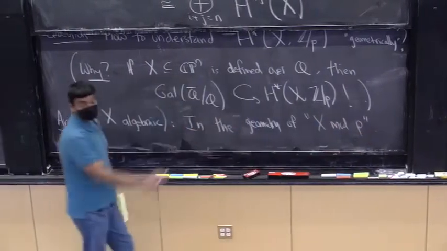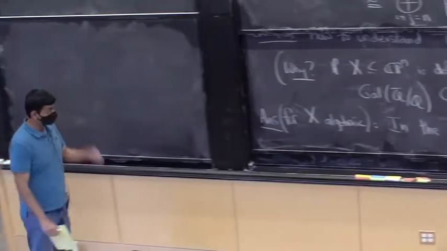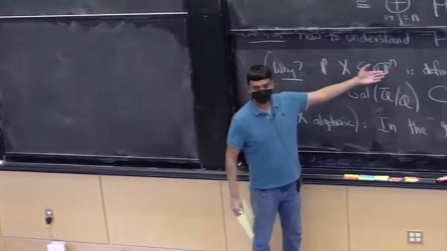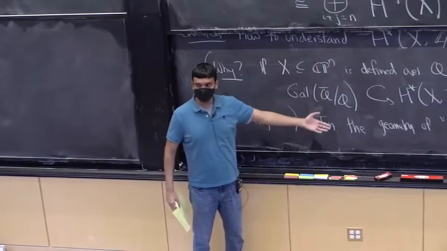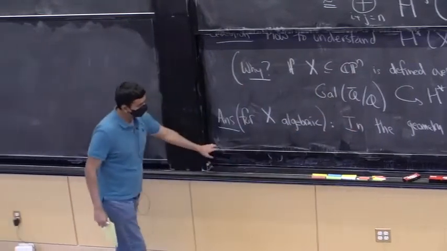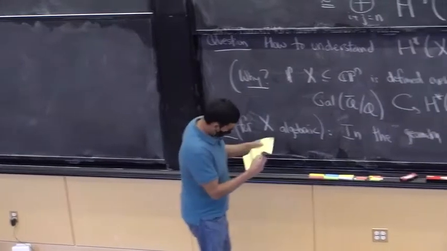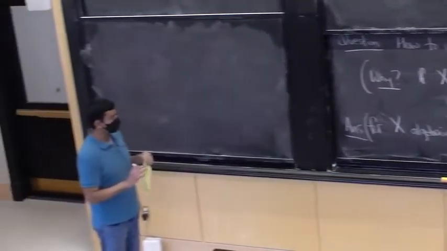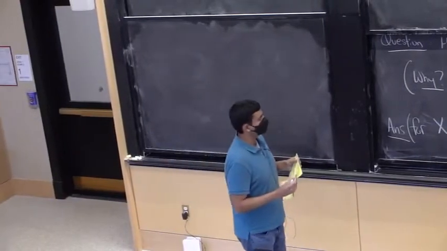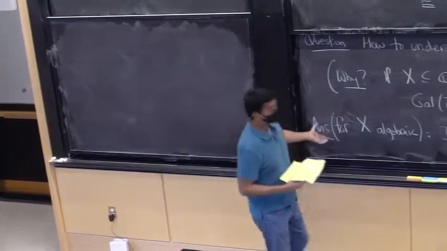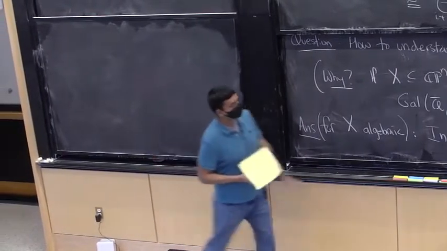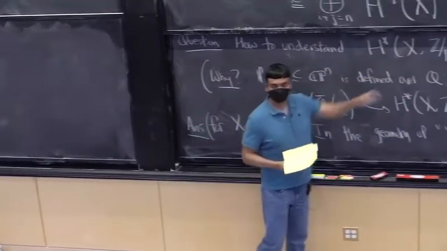And I'll make more precise sense of what this phrase means. But maybe intuitively, you can imagine that X is defined by some polynomials, and I want to reduce those polynomials mod p. OK, so that's kind of the goal. And what I'll do today is tell you one more precise form of this answer, and then some applications that answer has, which maybe a priori don't actually have anything to do with singular cohomology.